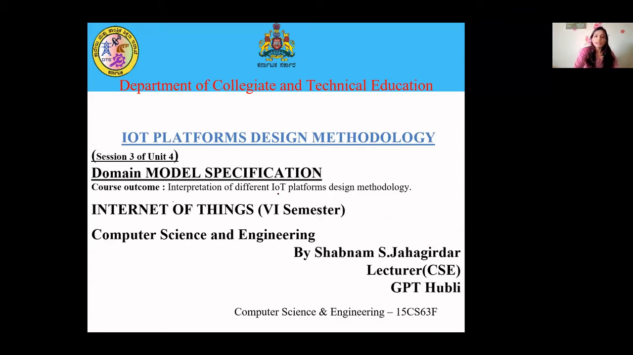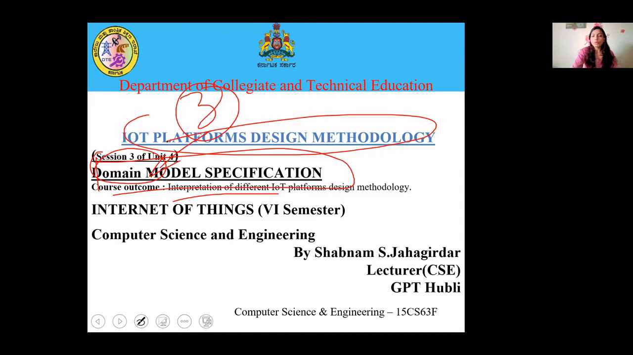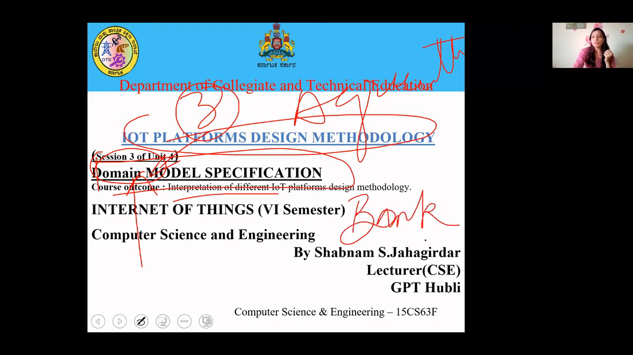So any idea what is domain? Can anyone tell me what is domain? Third step is domain model specification in your IoT platform design methodology. Okay. So any idea what is domain model? Domain means for whichever area you're developing the IoT system. For example, if you're developing the IoT system for agriculture, agriculture will become the domain. If you're developing the IoT system for a bank, bank will become the domain.